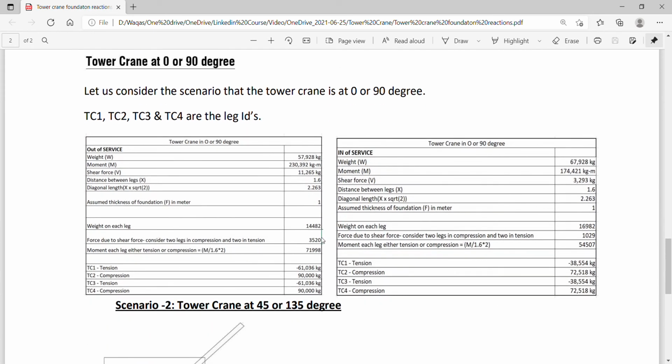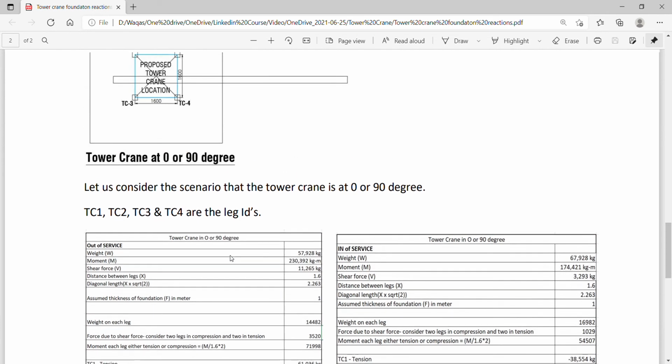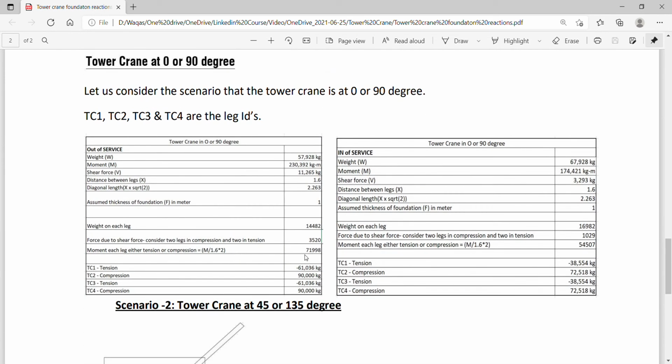So this value, which I said is the force due to shear force, considers two legs in compression and two legs in tension. So this value is shear V times F, thickness of foundation, divided by 1.6. The value will come, divided by 2, so it will be 3520. This is the shear force. And the moment on each leg will be, of course, M divided by the leg distance 1.6, and that moment value will also be taken by the two legs, so divided by 2. So that's the shear, which could be in compression or tension. This we need to know.